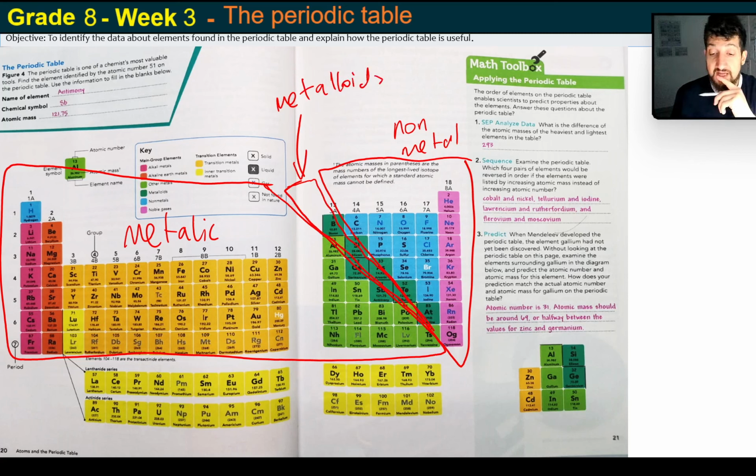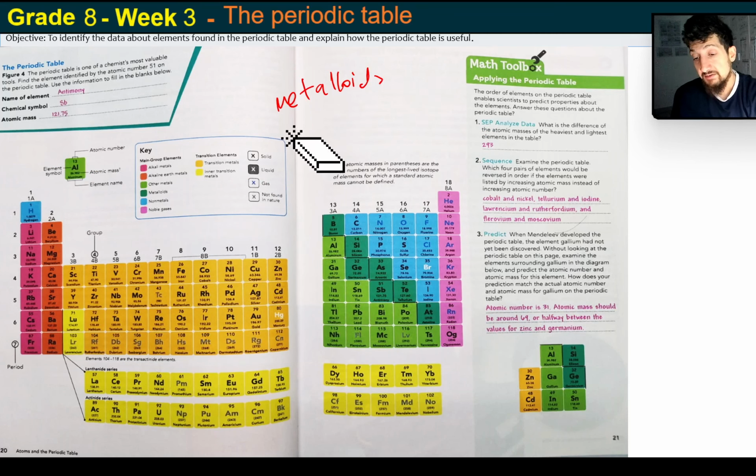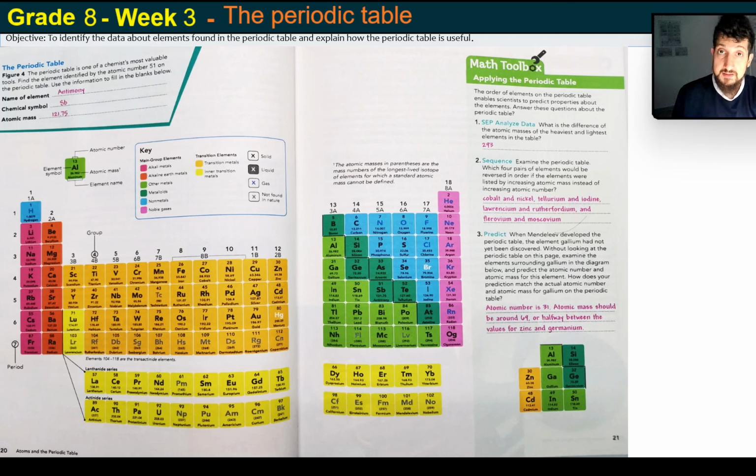Metalloids. What that means is they're halfway between metals and non-metals, or they kind of show the properties of both. So it's very interesting. The periodic table is divided into metals and non-metals, and these are arranged in such a way that they're in certain groups and certain periods. Okay? So let me repeat that one more time.